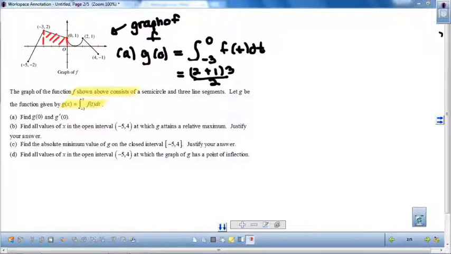And the area is a trapezoid, right? It's base 1 plus base 2 times the height divided by 2. So that's going to be 9/2.